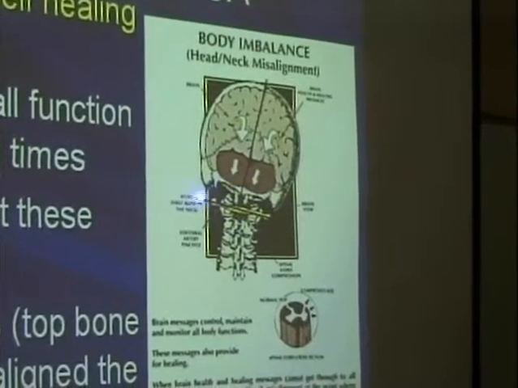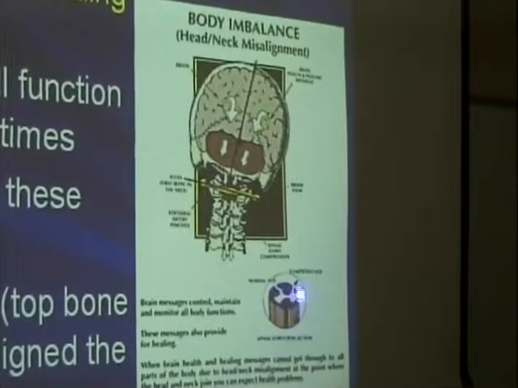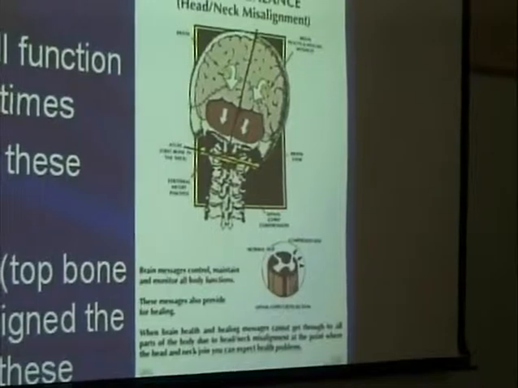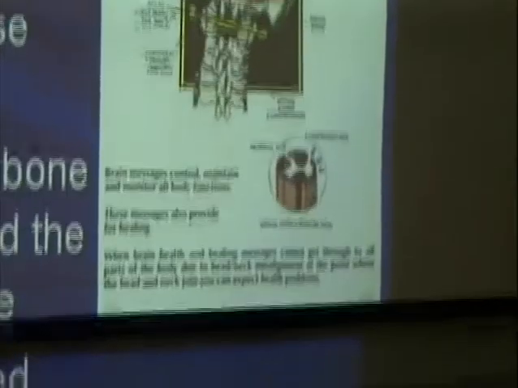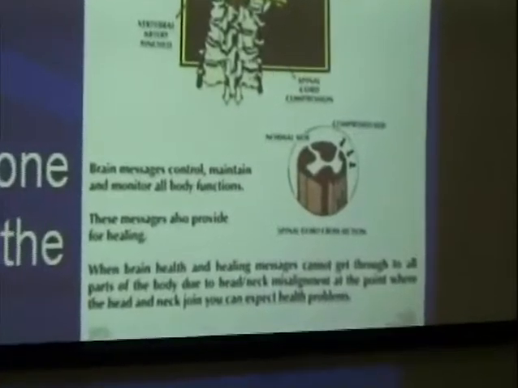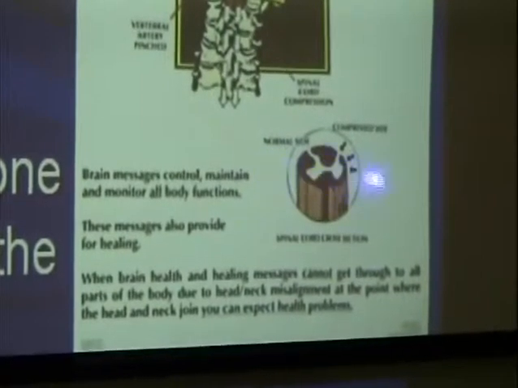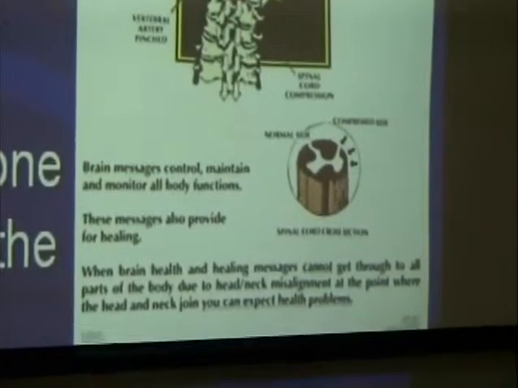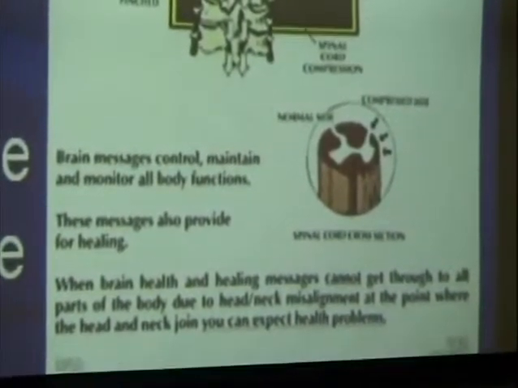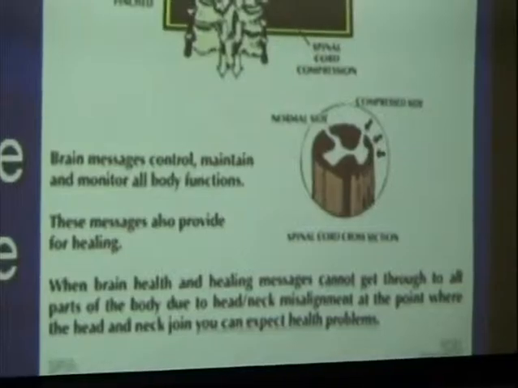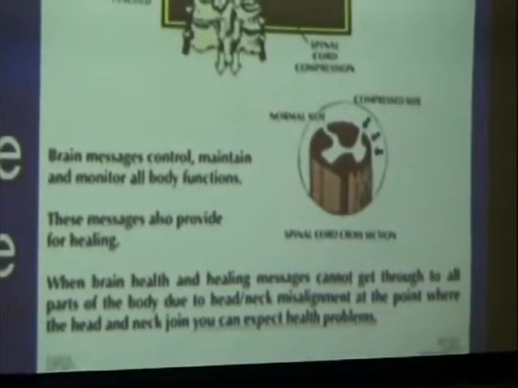So if this little atlas bone misaligns, it compresses on your brainstem. And the reason why that's important is your brainstem is where every single muscle control center for your whole body sits. It's the fuse box of how your muscles work. So if this little area here is compressed in your brainstem, it causes muscular contraction, and that's actually throughout the body. So it can pull our neck out of alignment, and guess what happens?